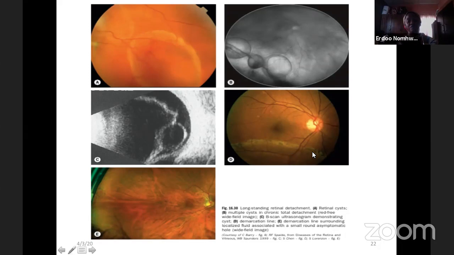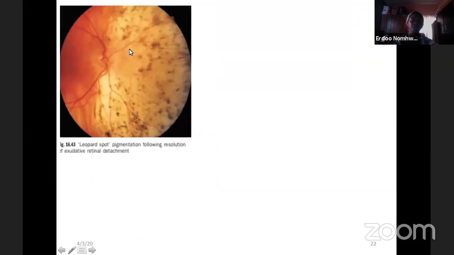So with time, if nothing was done to the retinal detachment, pigments begin, the RPE proliferation, you begin to have deposition of pigments in the RPE layer, and then you have the demarcation line. This is just another diagram showing the intraretinal cyst that would occur as a result of rhegmatogenous retinal detachment. Then this is just the leopard spot I talked about in exudative. Once the subretinal fluid has cleared, you have leopard spots, some diffuse clumps of pigment in the retina.